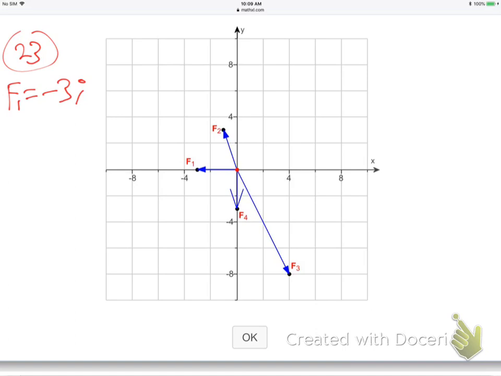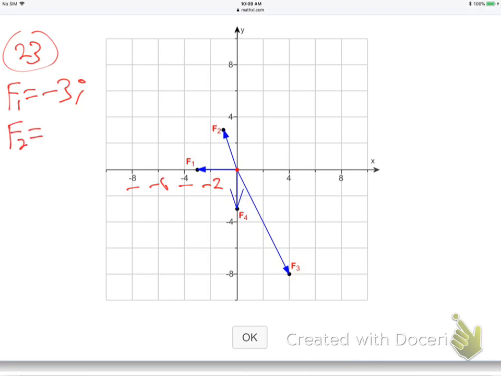It doesn't have a j component at all. It doesn't go up or down at all, does it? It's just straight back 3. You with me? This is at negative 3 because it's halfway. See, those marks must each be 2s, right? This must be negative 2, negative 4, negative 6, negative 8. See how that's working? So it's halfway, so it's negative 3i. Good. Now what about force 2?